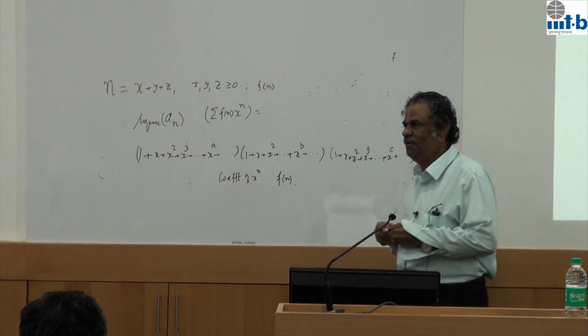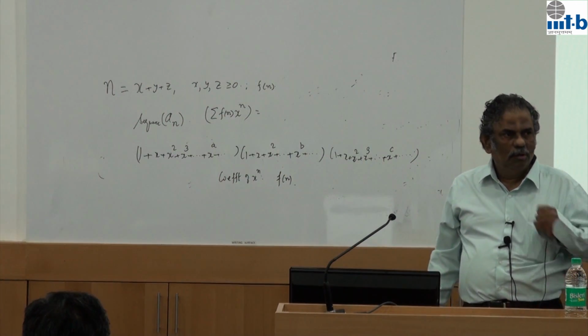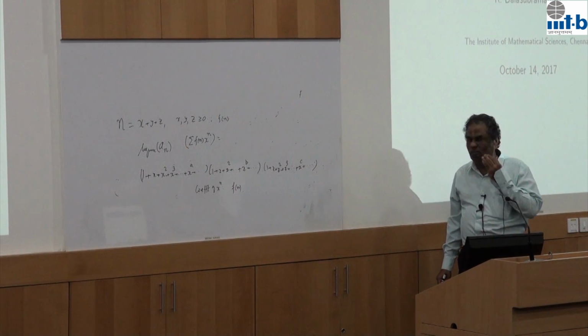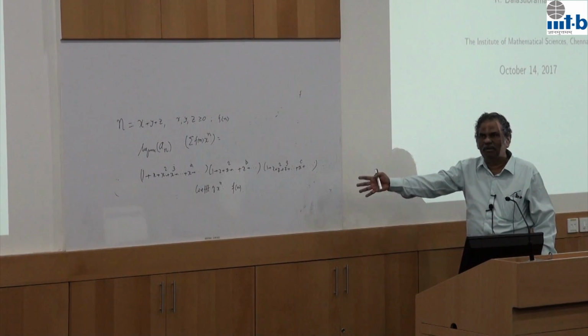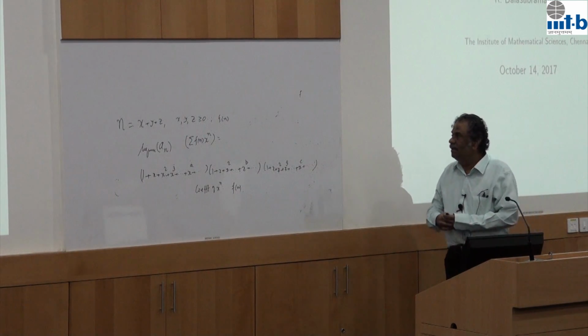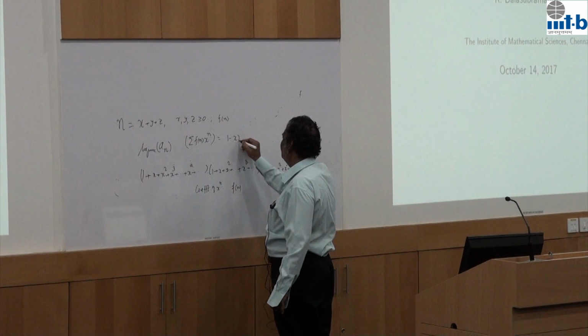I have defined my Fn to be the number of ways n can be written as a sum of 3 integers. Since I have defined Fn that way, it follows that if I take one term here, one here, one here, and multiply in such a way that I choose a plus b plus c equal to n, I will get that. Okay, that means already I know what this thing is.